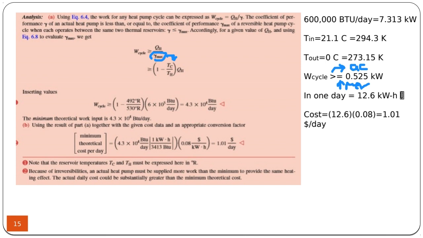In one day, you multiply this by 24 hours, and the energy used per day is 20.6 kilowatt hours. Then you multiply it by the price of the electricity, which is dollars per kilowatt hour. Then you get the consumption of electricity in dollars per day. Of course, the actual cost is greater than this value because we have used the theoretical coefficient of performance. So as the work must be greater than this value, the electricity bill spent daily must be greater than this value also.